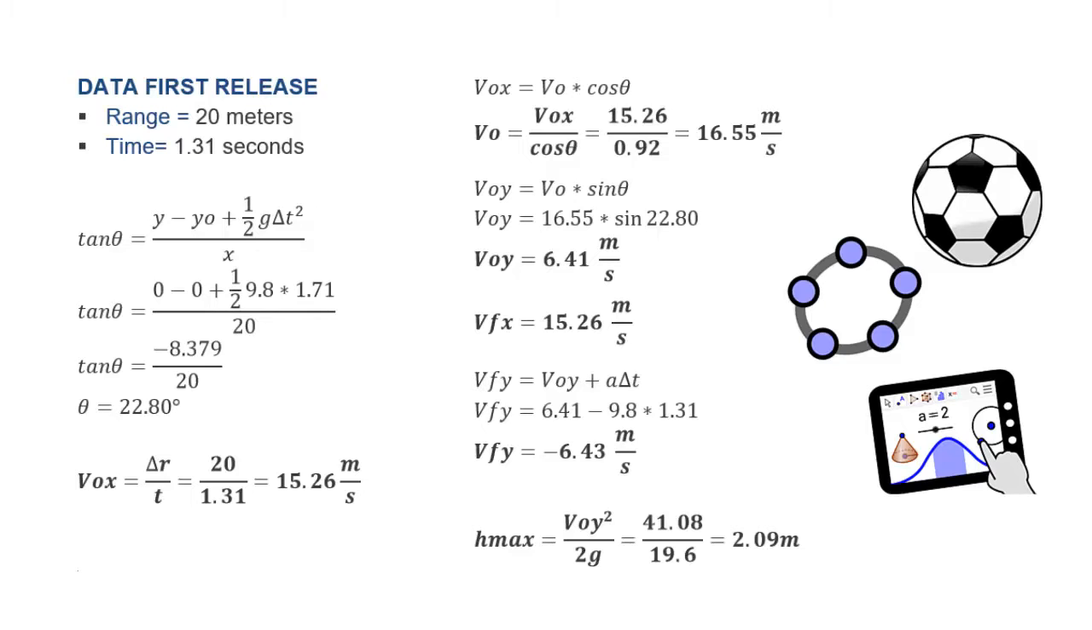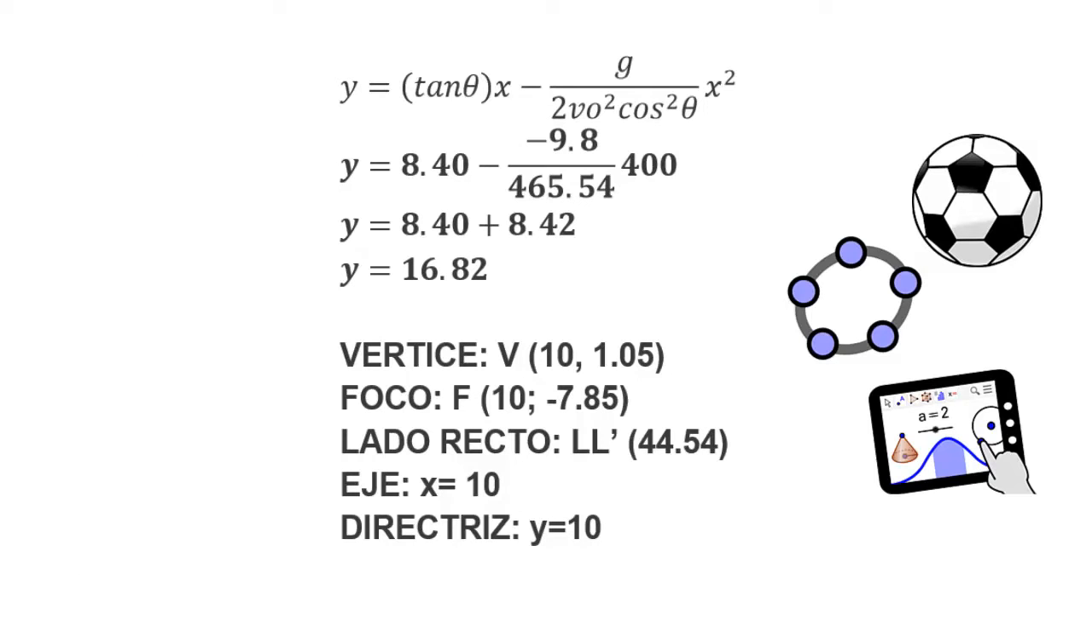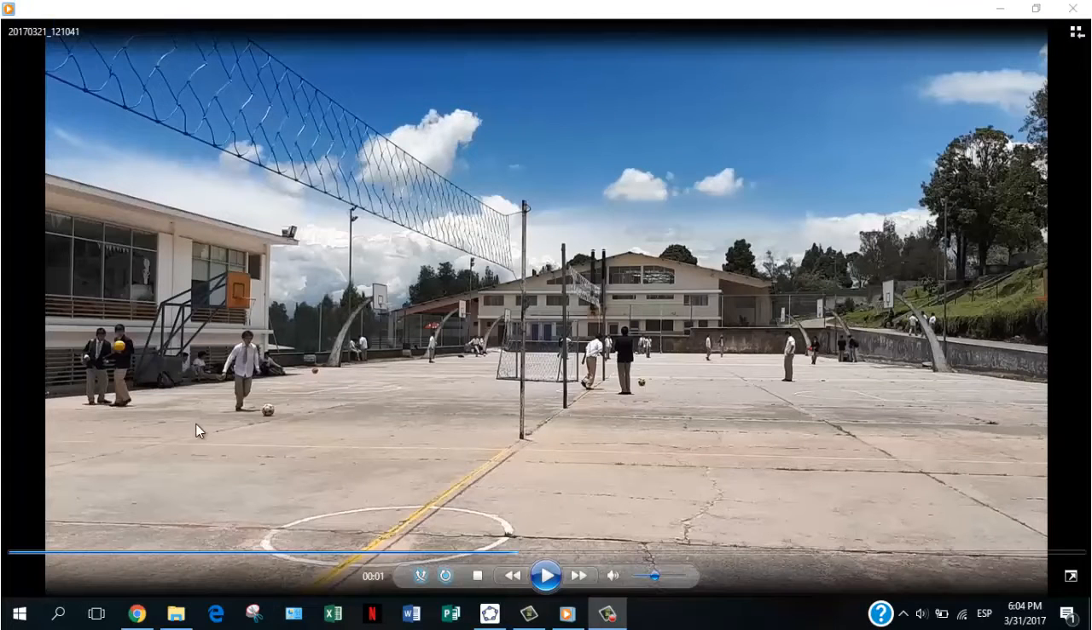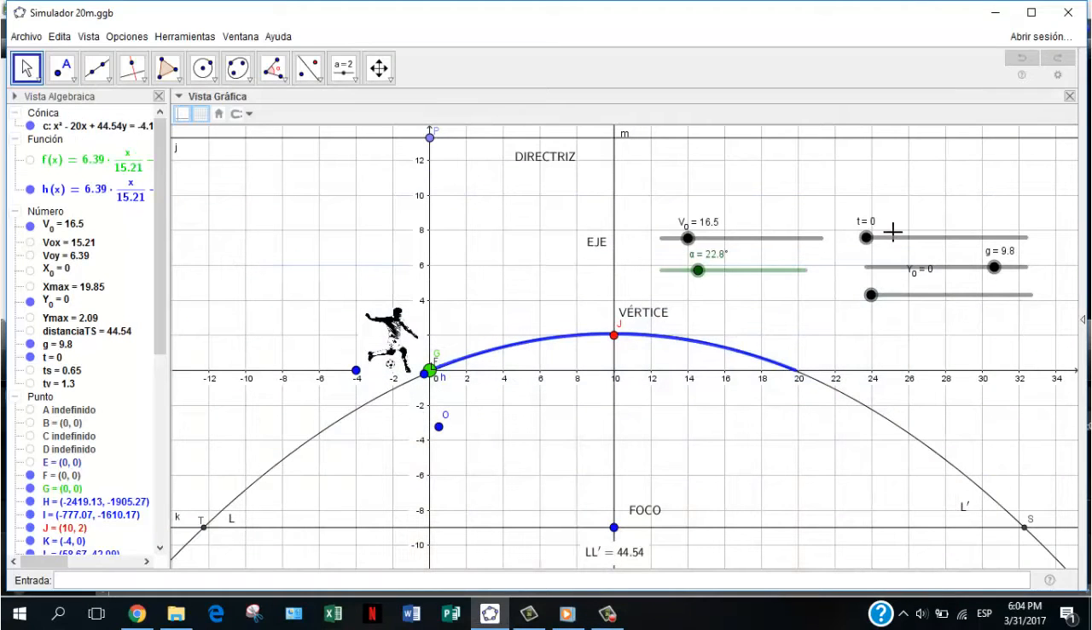In our case, we got 16.55 meters per second. Finally, we calculate the initial velocity in y-axis, that is 6.41 meters per second. Being a uniform rectilinear movement, on the x-axis, the initial velocity is the same as the final velocity. The final velocity at the y-axis is minus 6.43 meters per second. We also got the maximum height, that is 2.09 meters.